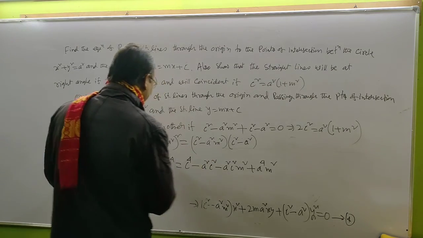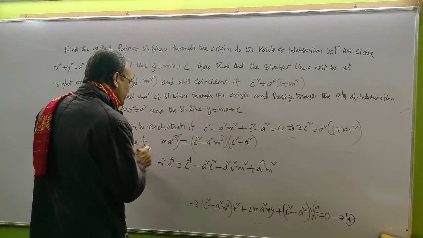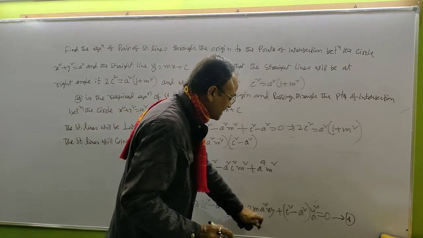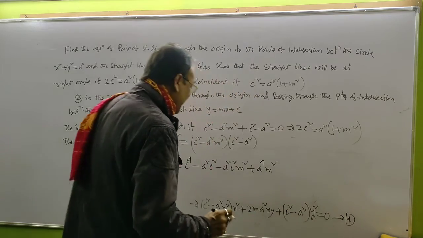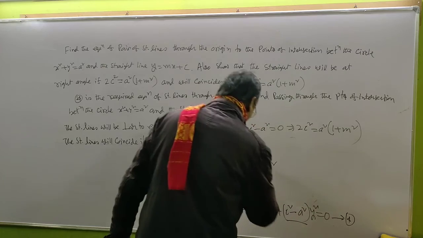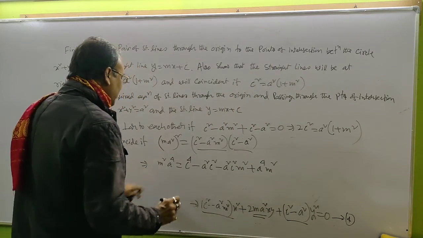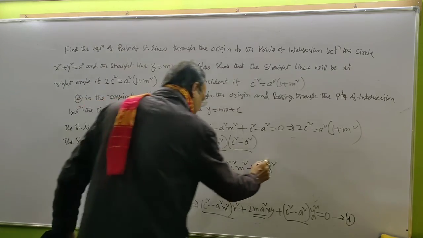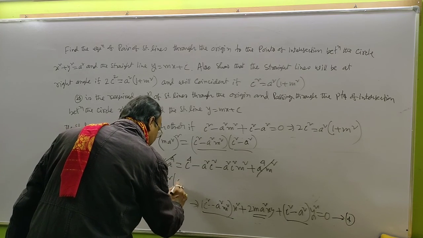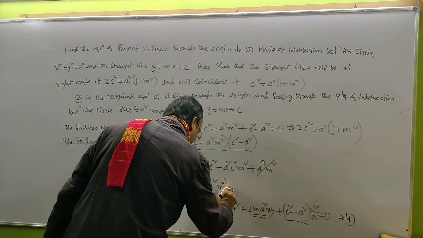Now see, it will not be 2, because it is of the form ax square plus twice hxy plus by square equal to 0. A equal to c square minus a square m square, b equal to c square minus a square, and h is equal to m into a square. These two terms will be cancelled. This means c square into (c square minus a square m square) equal to 0.